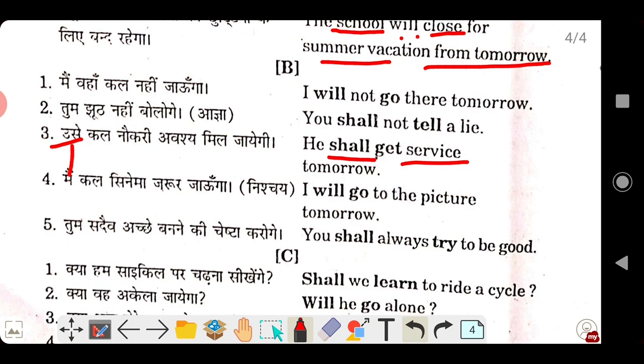Okay, he shall get service tomorrow. Or I would have said it like this: I will get service tomorrow. And that would also have been okay. Okay, next, I will go to the picture tomorrow.